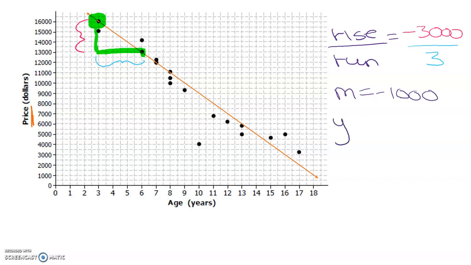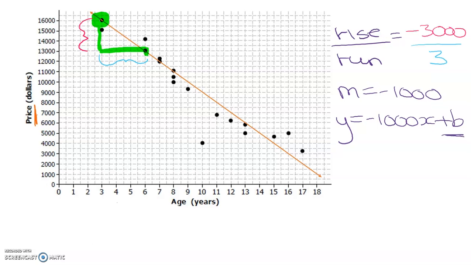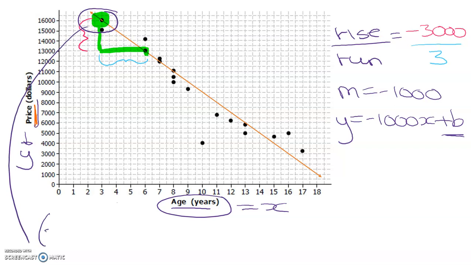So I can put that into my equation, y equals negative 1,000x plus b, and then I can substitute one of my values to find b. I've used y and x as they are the variables in the general equation. We obviously have age and price. But age is my independent, so that's going to be my x, and price is my dependent, so I'm going to substitute that for y. I'm going to substitute this point here, which is 3 and 16,000. But you can substitute any point you like.